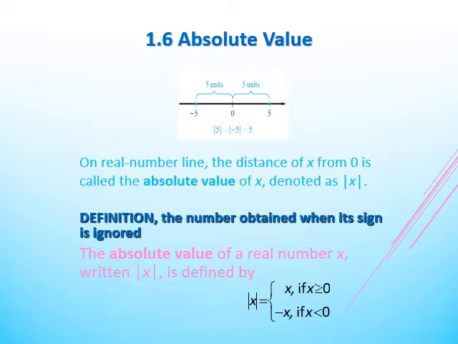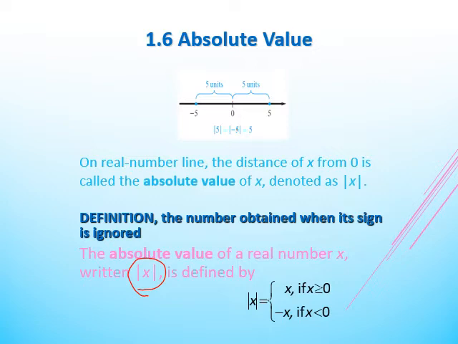Let's now move to the absolute value. The absolute value of a real number x is the distance of x from 0, which is denoted here, maybe 5 units to the right hand side or 5 units to the left hand side. So we don't know the actual value of x. Now the absolute value of a real number is written in this form. This is called the absolute value sign and is defined as positive x if x is greater than or equal to 0, or negative x if x is less than 0.